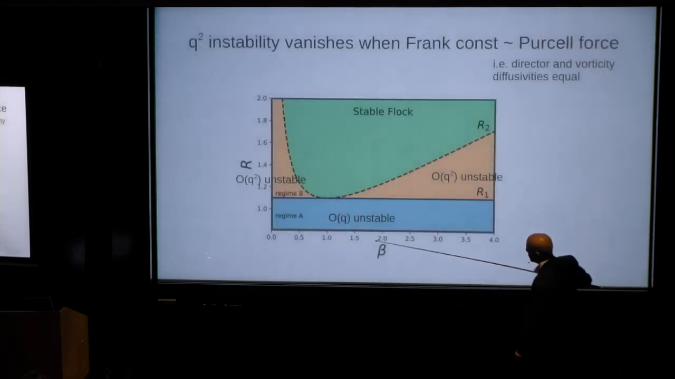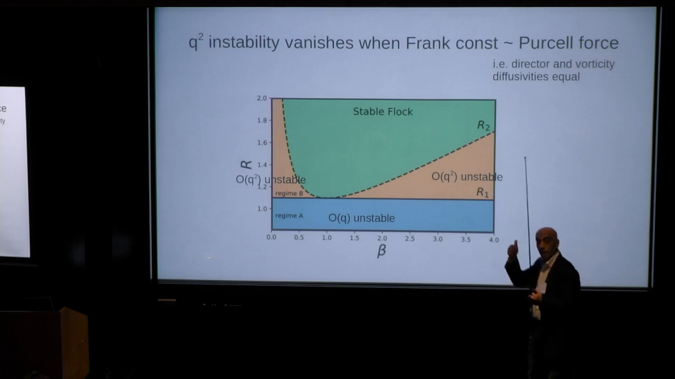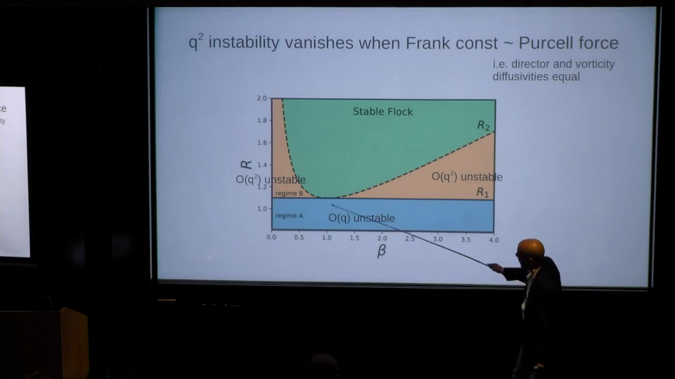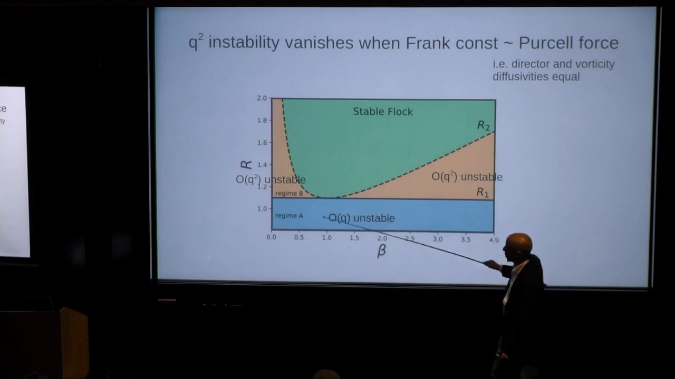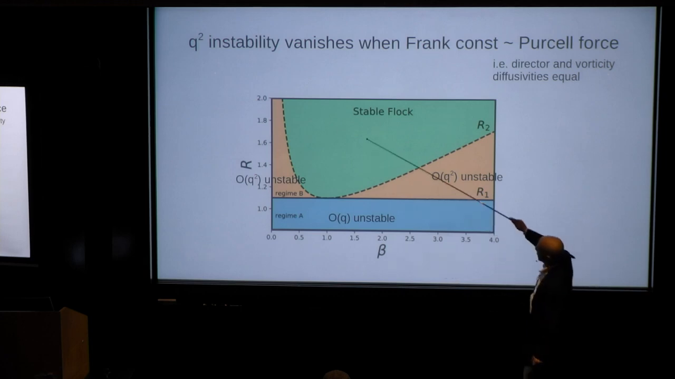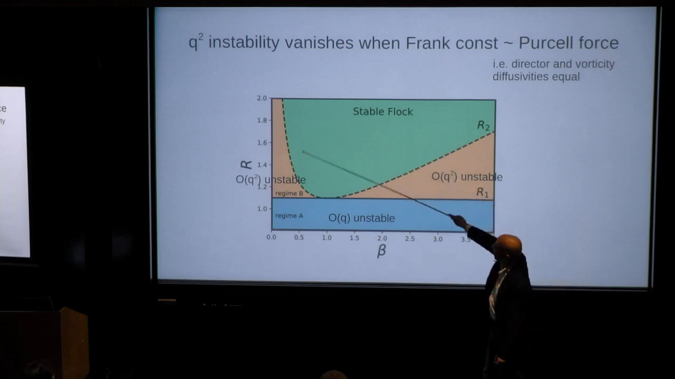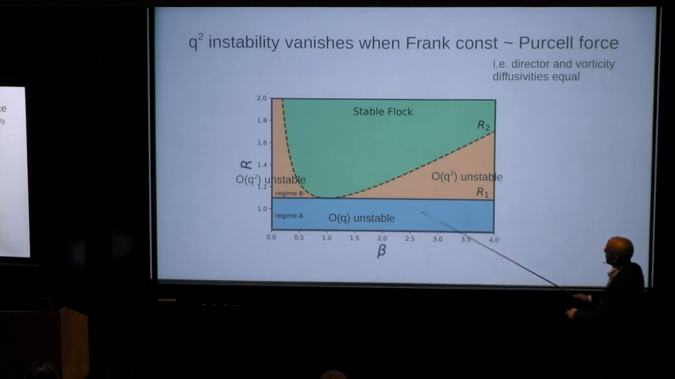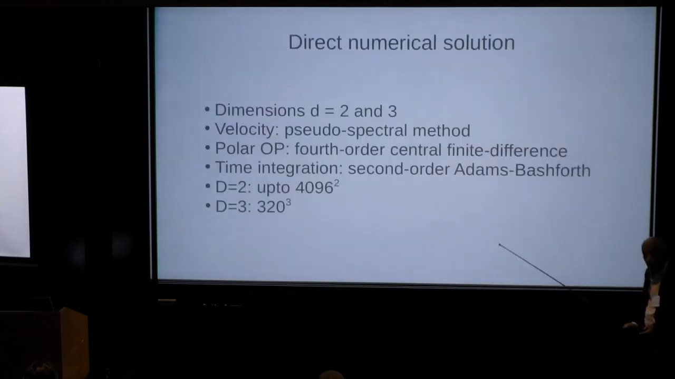As a function of R, and this is that parameter which I told you, the ratio of nematic elastic constant to Purcell's force scale, if this number is actually 1, the q squared regime vanishes. But for any other value of this parameter, you have a q squared unstable region, both if the parameter is small, as in conventional systems, or very large, as in systems that I don't know. So basically, at large R, you have a stable flock. Generically, you go through a q squared unstable region and a q unstable region. That's the linear stability analysis picture. Now let's ask if the real dynamics of the system bears this out.